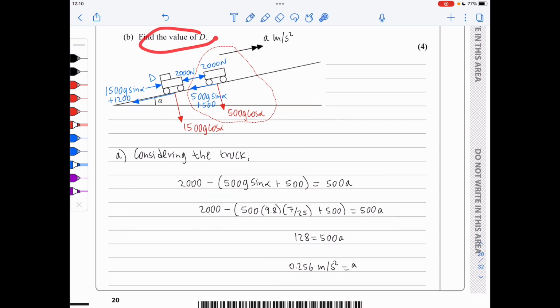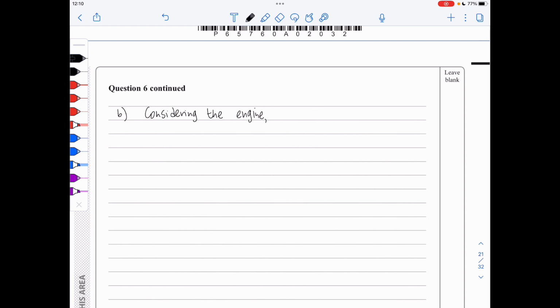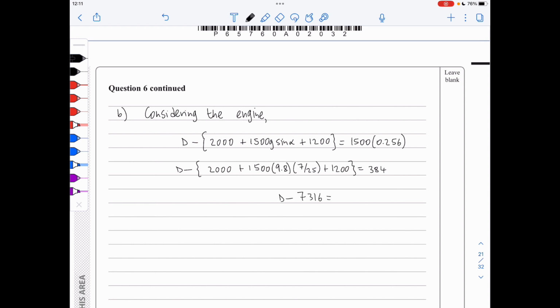In part B, we need to find the value of D, and to do that I will consider the forces that are now acting on the engine. So considering the engine, we've got the force acting up the track, which is D, minus the forces that are acting in the opposite direction, so 2000, which is the force in the coupling, plus 1500g sine alpha plus 1200, and this is equal to mass of 1500 times the acceleration, which is found to be 0.256. So this leads to D minus, open brackets, 2000 plus 1500 times 9.8 times 7/25 plus 1200, close brackets, is equal to 384, and therefore D minus 7316 is equal to 384, which leads to D having a value of 7700 newtons.